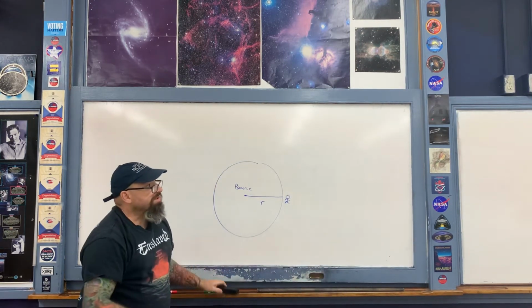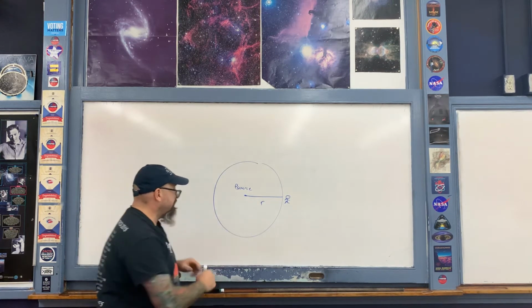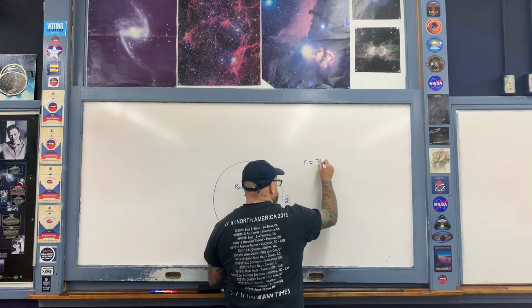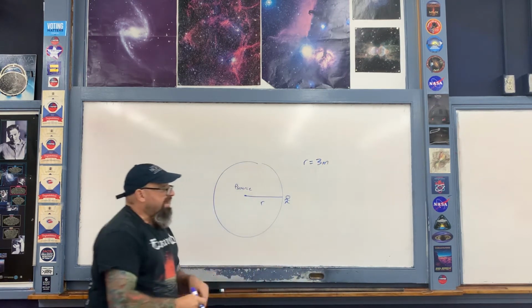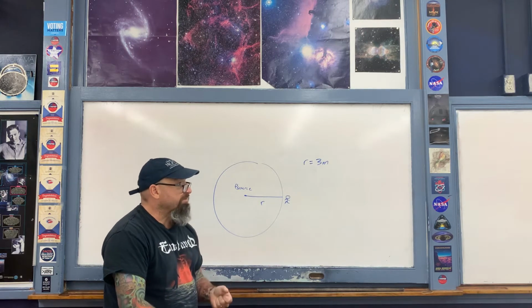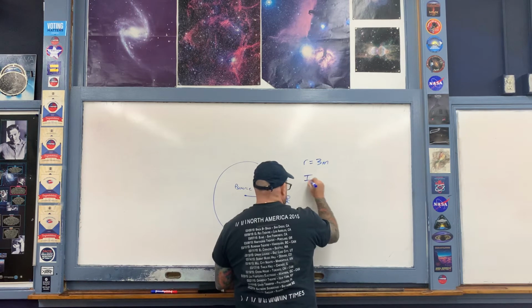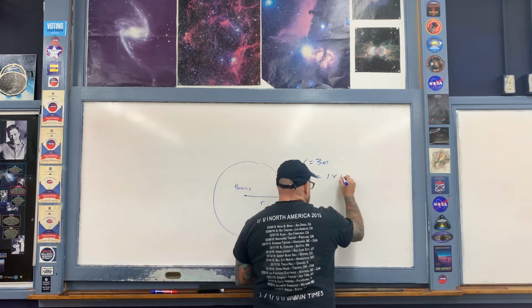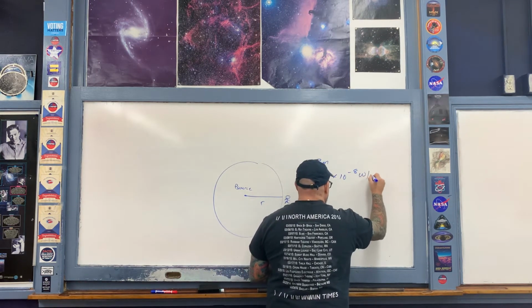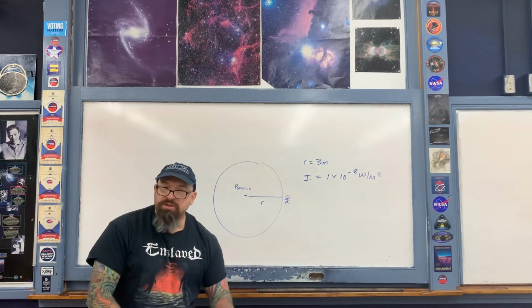Okay, now, a person is 3 meters from a point source of sound. So we're given R in this example. This is given to us as 3 meters. Sound waves reach the person with an intensity of 1 times 10 to the minus 8 watts per meter squared. That's 40 decibels, which is fairly loud. So the intensity I is 1 times 10 to the minus 8 watts per meter squared.